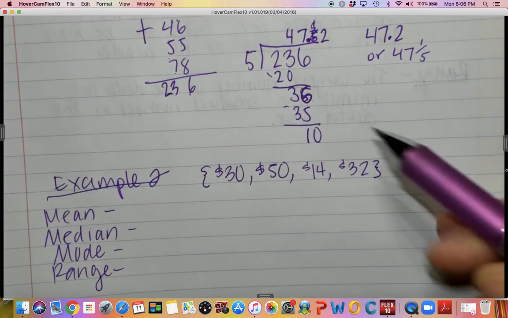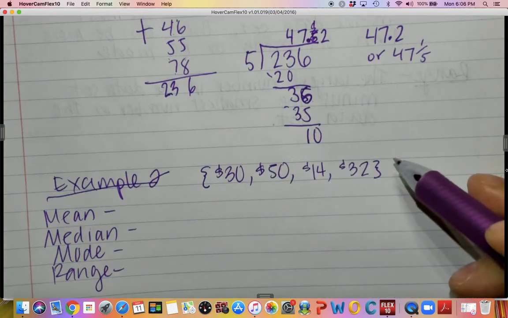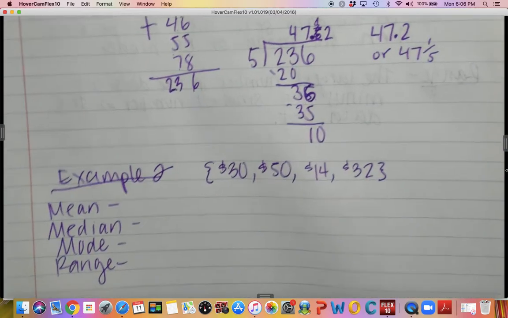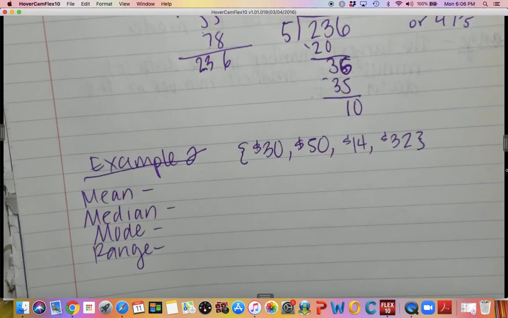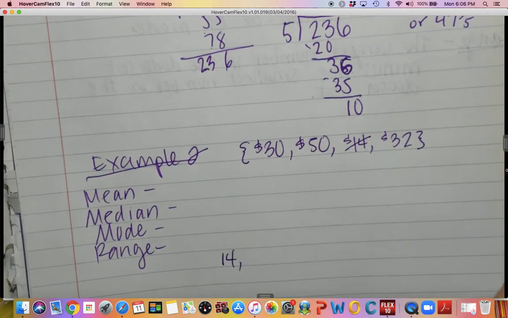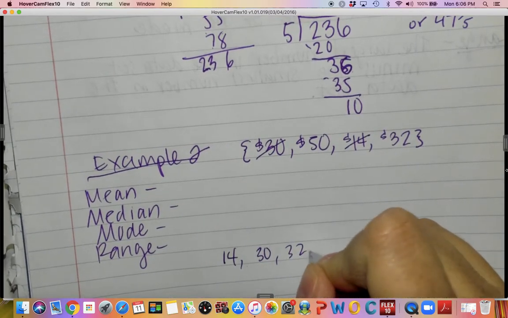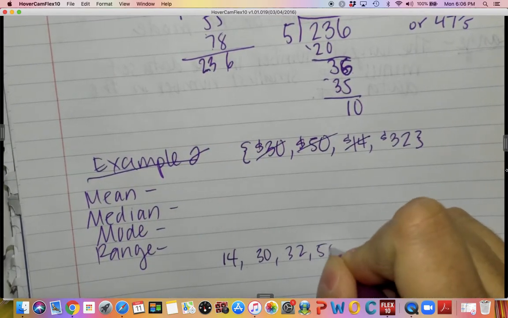Okay, so I have 4 numbers in my data set. I know they're money, so I'm going to add the money back on later. The first thing I'm going to do is put them in order from least to greatest. So 14, 30, 32, and 50.